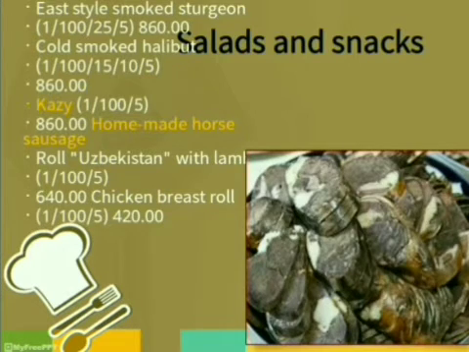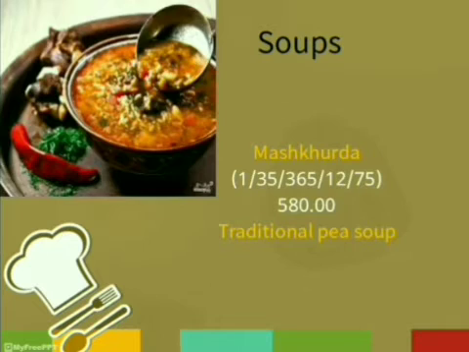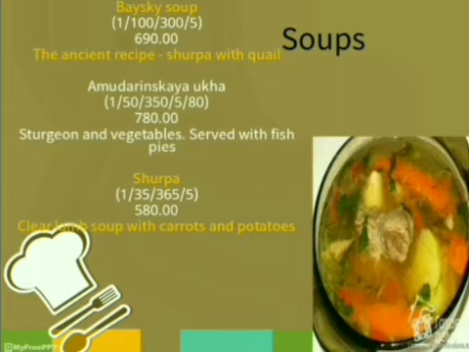When we speak about kazy, homemade horse sausages, they don't translate the word kazy, but after this word they give an explanation, full and in detail. When we speak about the translation of shurvas, soups, mashkurda, traditional pea soup, they keep the word mashkurda and give an explanatory translation: traditional pea soup. And while reading the second part, the reader will clearly understand what soup it is.